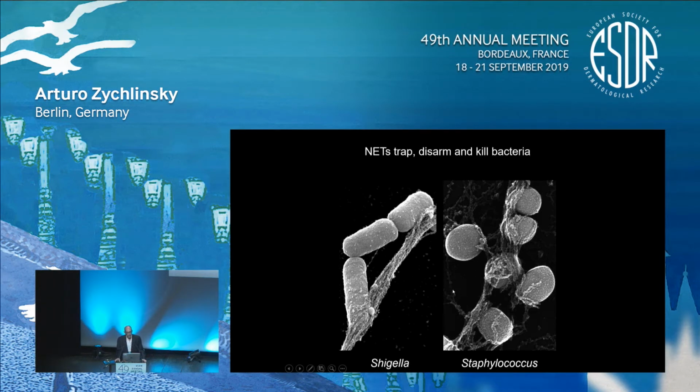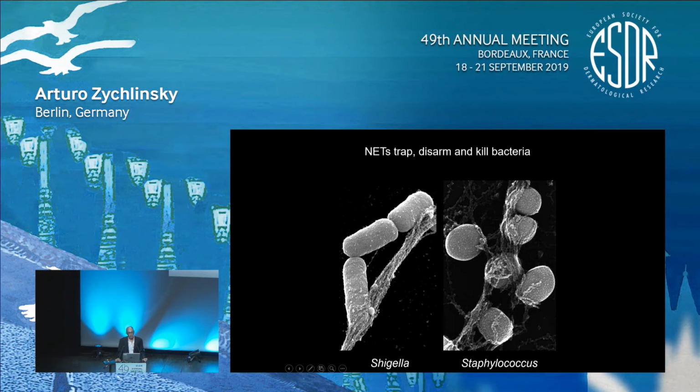So we think that nets evolved because nets are very ancient. Similar structures to nets exist, for example, in plants. They've been discovered afterwards, after we described it in humans. And we think their main job, they evolved because they are very good antimicrobials. One of their jobs is to bind to bacteria.